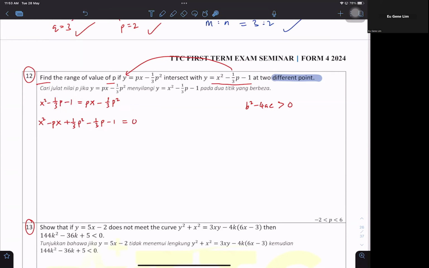So what is the A? Yeah, this is general form already. Very good. The A is 1. What is the B? Negative P. And what is the C? You see, the C is the whole thing.